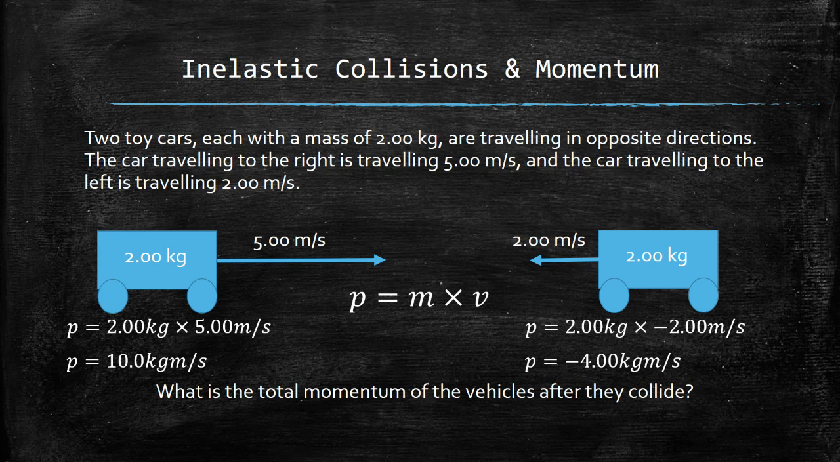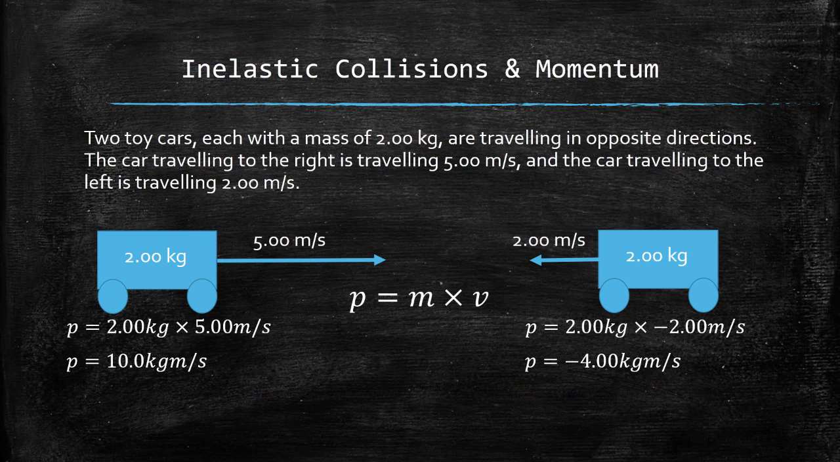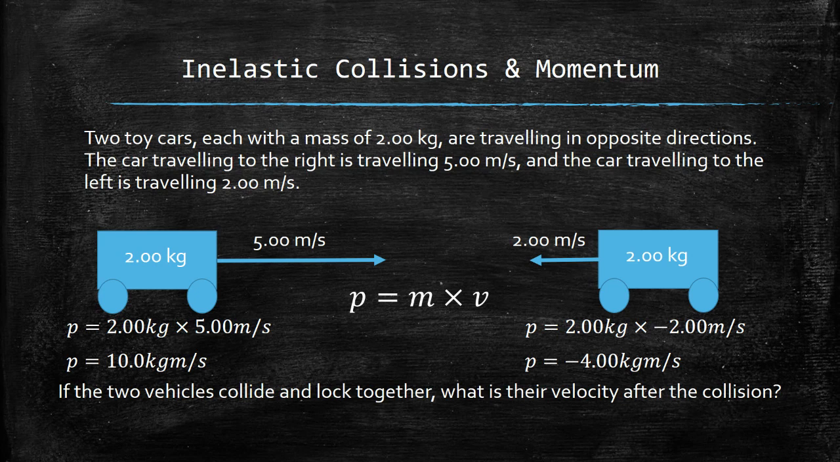So how do we figure out the total momentum after they collide? Well, we just need to add those two numbers together. So if we go 10 plus negative 4, we're going to end up with a total of 6 kilogram meters per second to the right. Okay, another question you might get asked is, how fast are they going after the collision? So if they collide and lock together, what is their velocity after the collision?